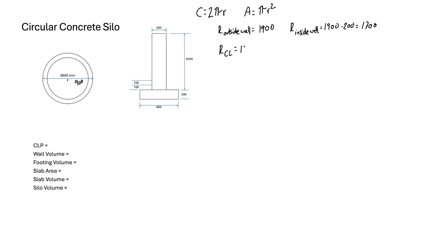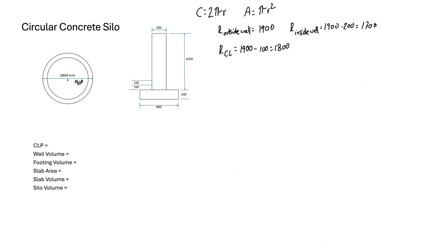So 1900 minus half the wall thickness, so minus 100, gets us to 1800. And there are, of course, always various ways that you can figure this out if you want to deal with the diameter minus a full wall thickness, that kind of thing. But it should all get you to the same at the end. So let's start figuring some things out.